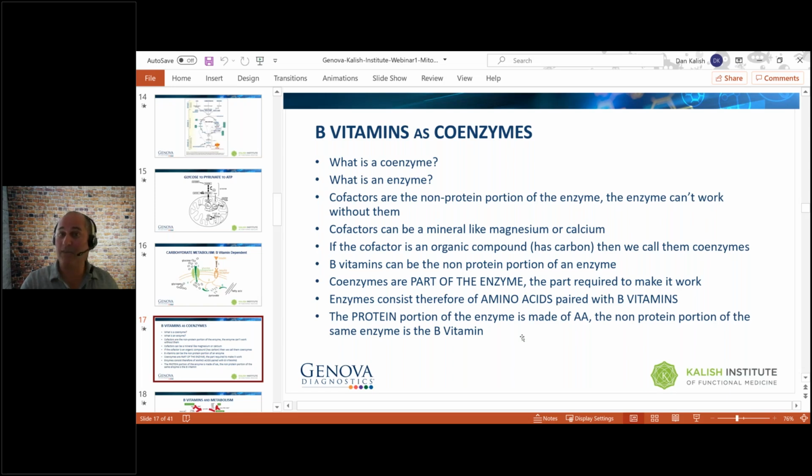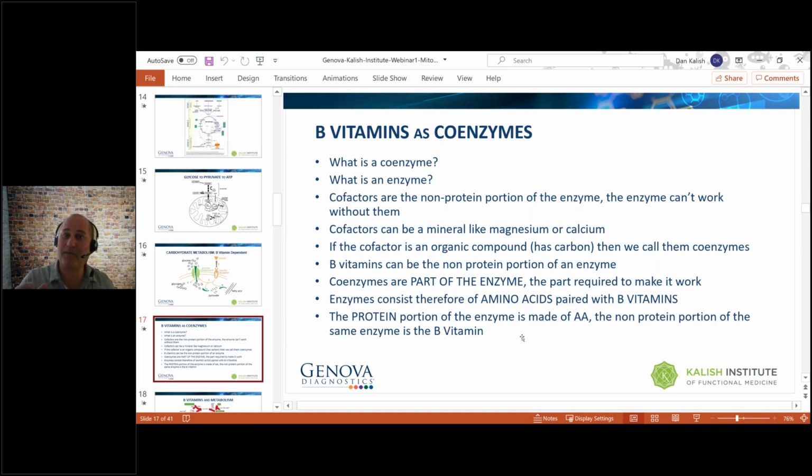Okay, so think of it this way. There's the enzyme, which is made out of protein, and I'll show you the amino acid sequences in a minute. And then there's the cofactors or coenzymes, which for our example today are the B vitamins. The enzyme cannot work without the vitamin. It's completely just going to sit there and do nothing, or almost nothing. You can also have cofactors that are minerals, but we're talking about vitamins for now.